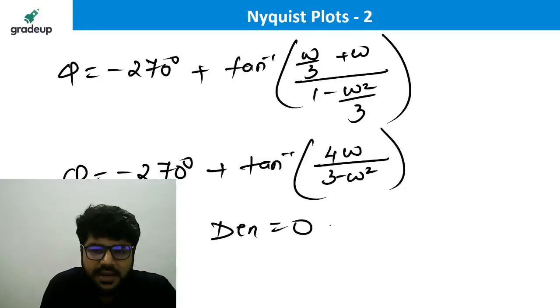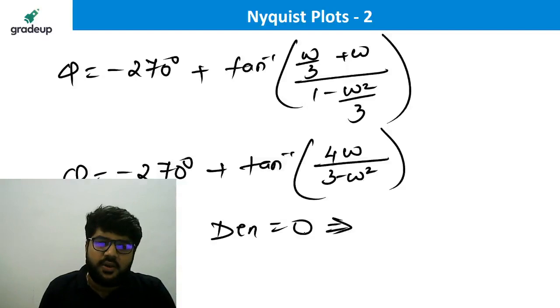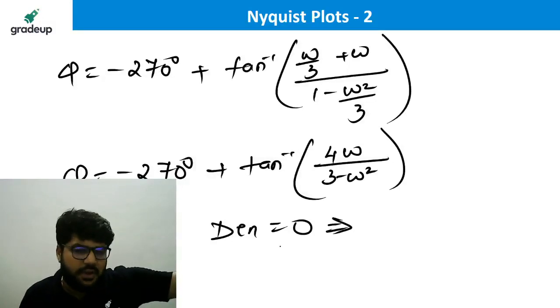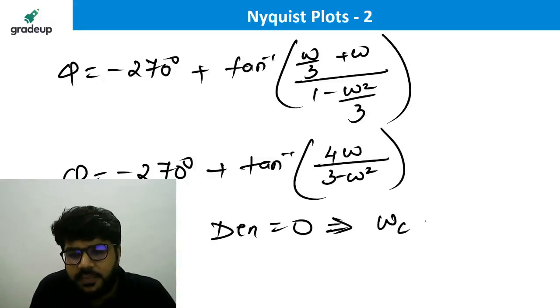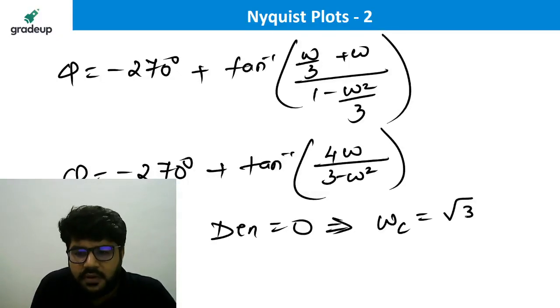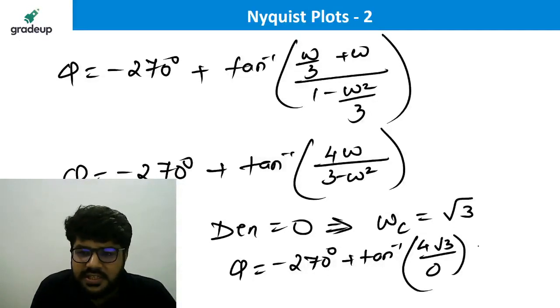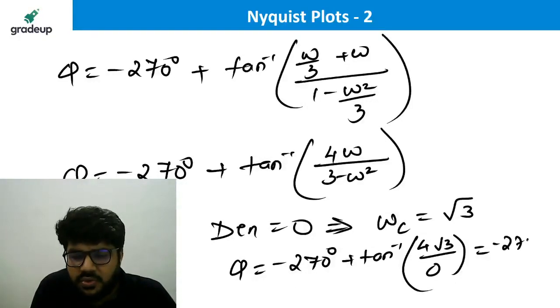Quickly equate the denominator to 0. Equating the numerator to 0 is of no use, you will get only ω equal to 0. I told you to take between 0 and infinity. Denominator 0, since ω equal to 0 is already the starting frequency that is considered. So you get ωc equal to root 3. And then what is the phase? Phase is minus 270 plus tan inverse of 4 root 3 divided by 0. So this is equal to how much? Tan inverse infinity, so minus 270 plus 90, which becomes minus 180.